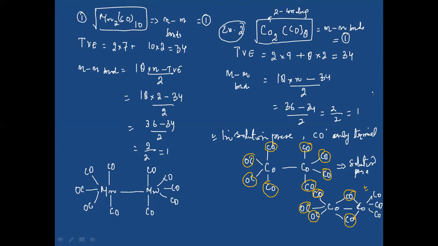Now let us take other examples. Let us take example number 3. So we have example number 3, Fe2(CO)9. So first we will determine TVE.